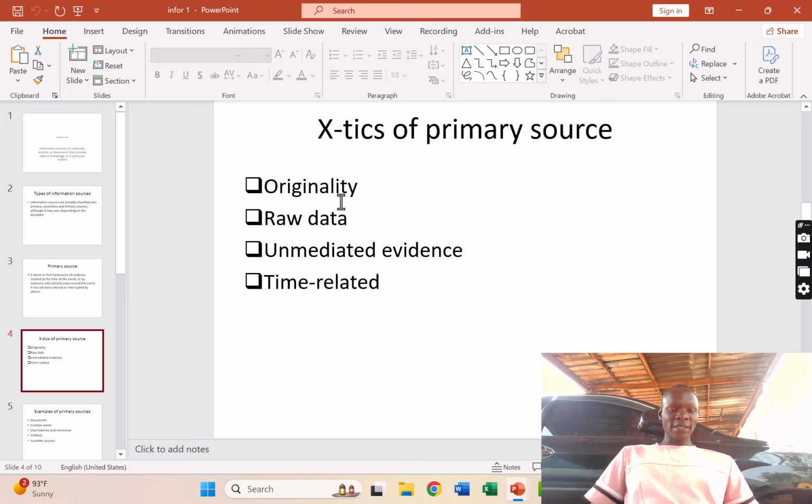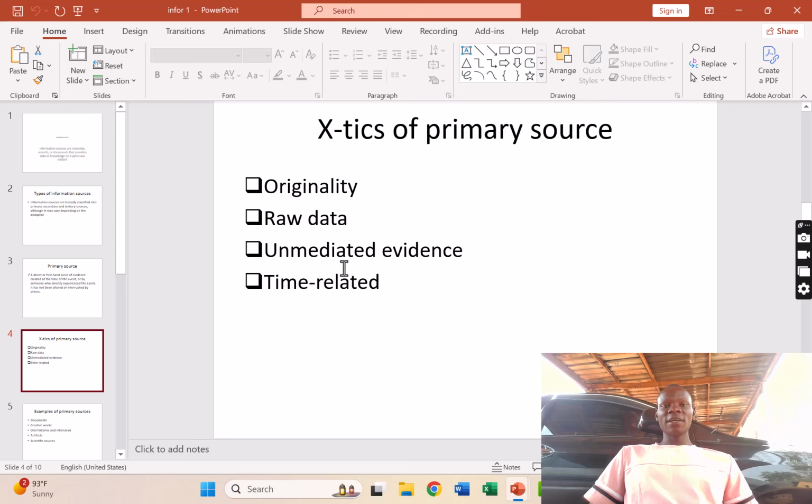We also have raw data, which is under primary source. Their characteristics: primary sources often present raw, unfiltered information. Example: a scientist's original lab notes might have data that could later be analyzed and interpreted in a secondary source. So, like if a lecturer has done some laboratory tests, those sources can be used by students in some other year later. It is what we mean by the raw data.